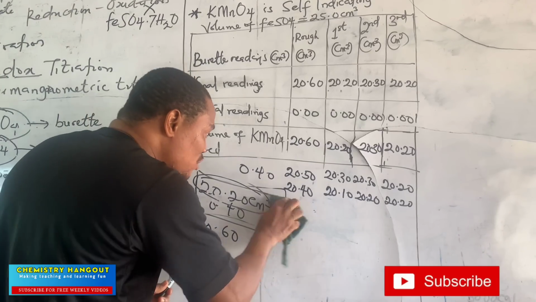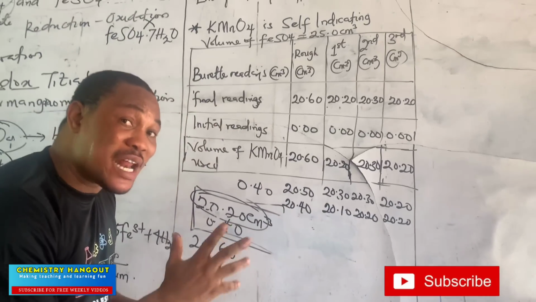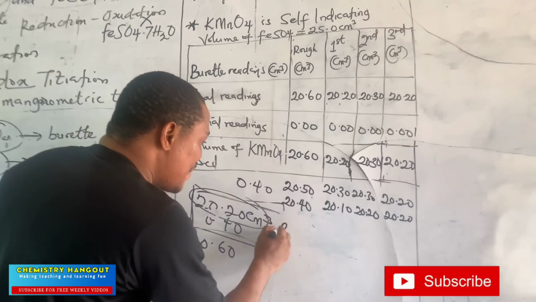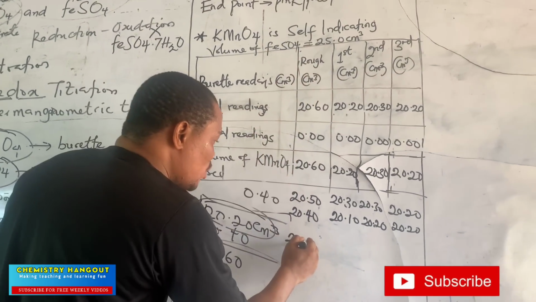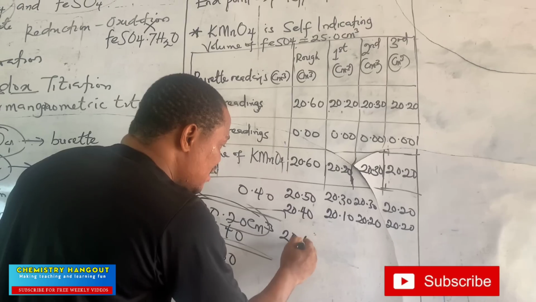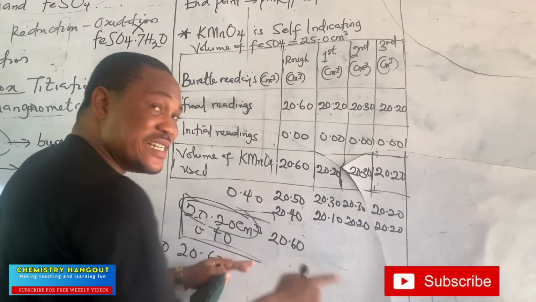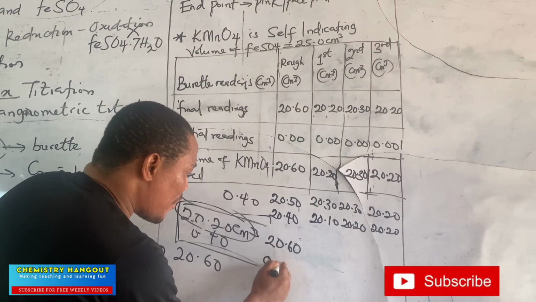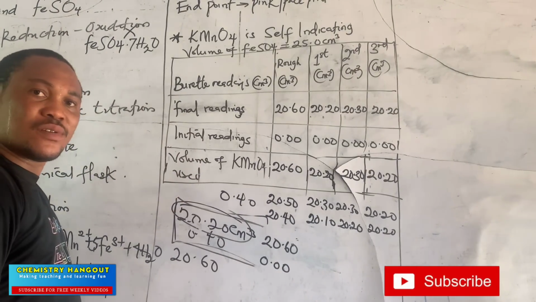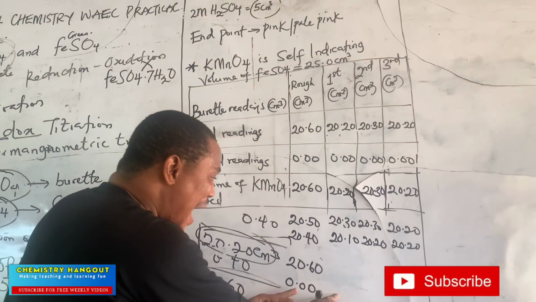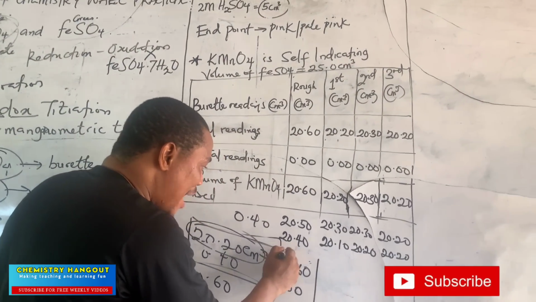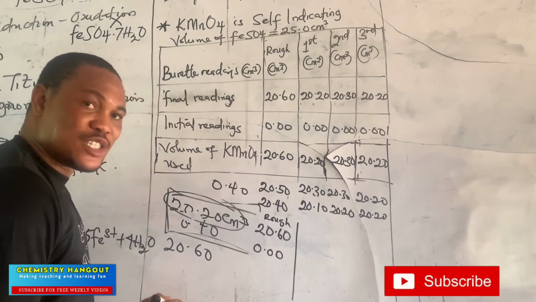For some smart students that want to actually look different, I can say, okay, sir, my rough is 20.60. Just an assumption. My initial, look at it, my initial is 0.00. Do you see that now? This is now my rough. Get this. So you can use any one.